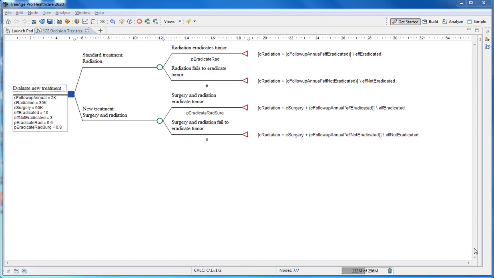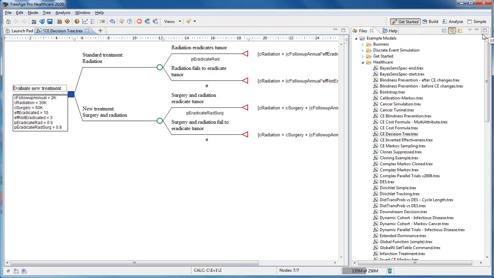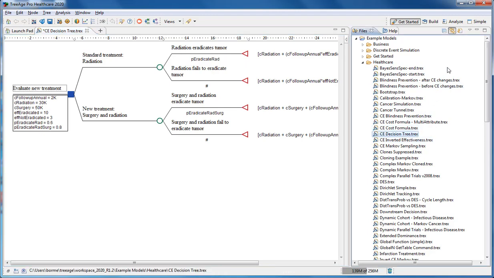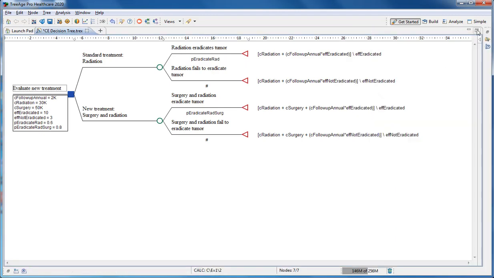This short tutorial will show you how to analyse a cost-effectiveness model in TreeAge Pro. We will analyse a model built in a separate tutorial called Building a Decision Tree. The example we analyse is this CE decision tree found in the Files view.